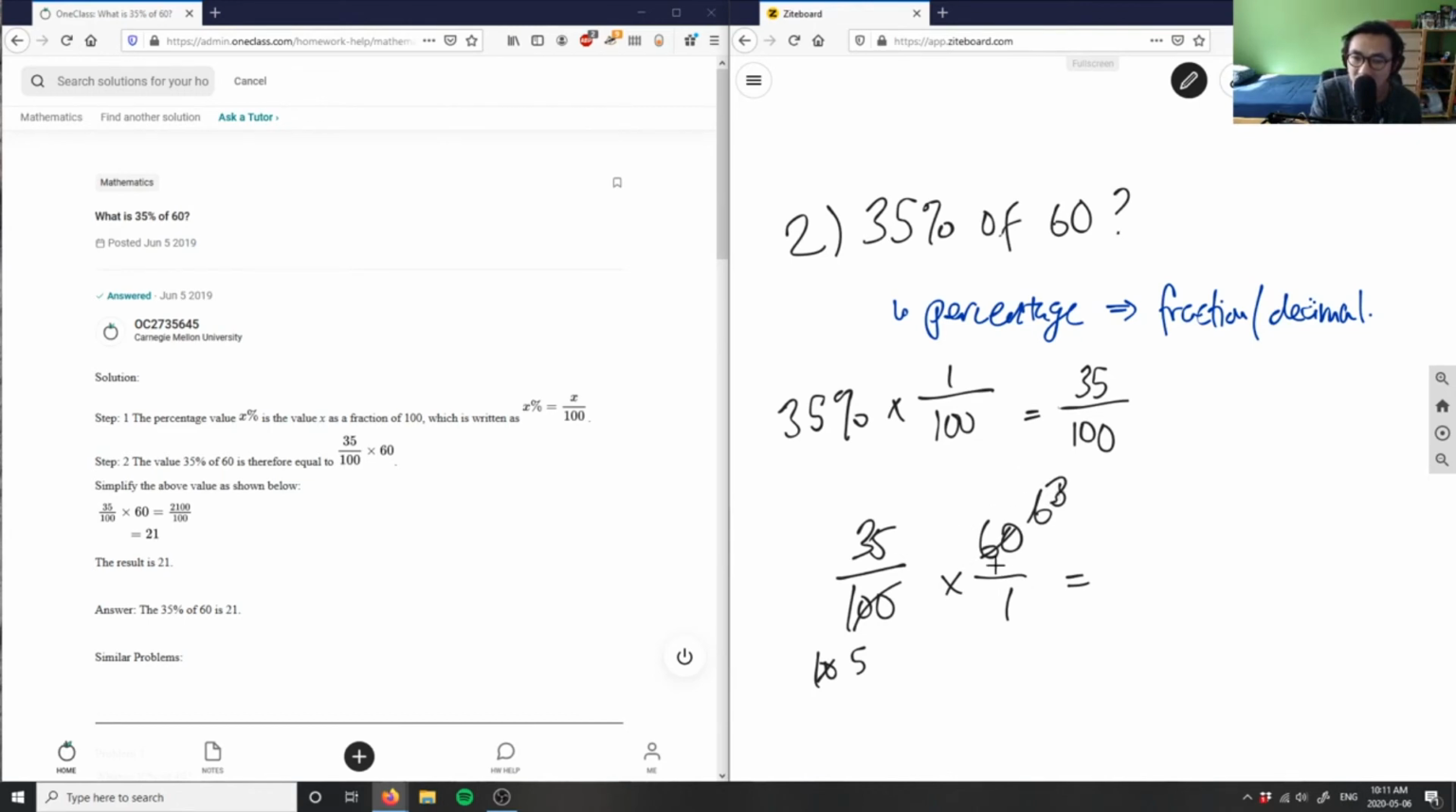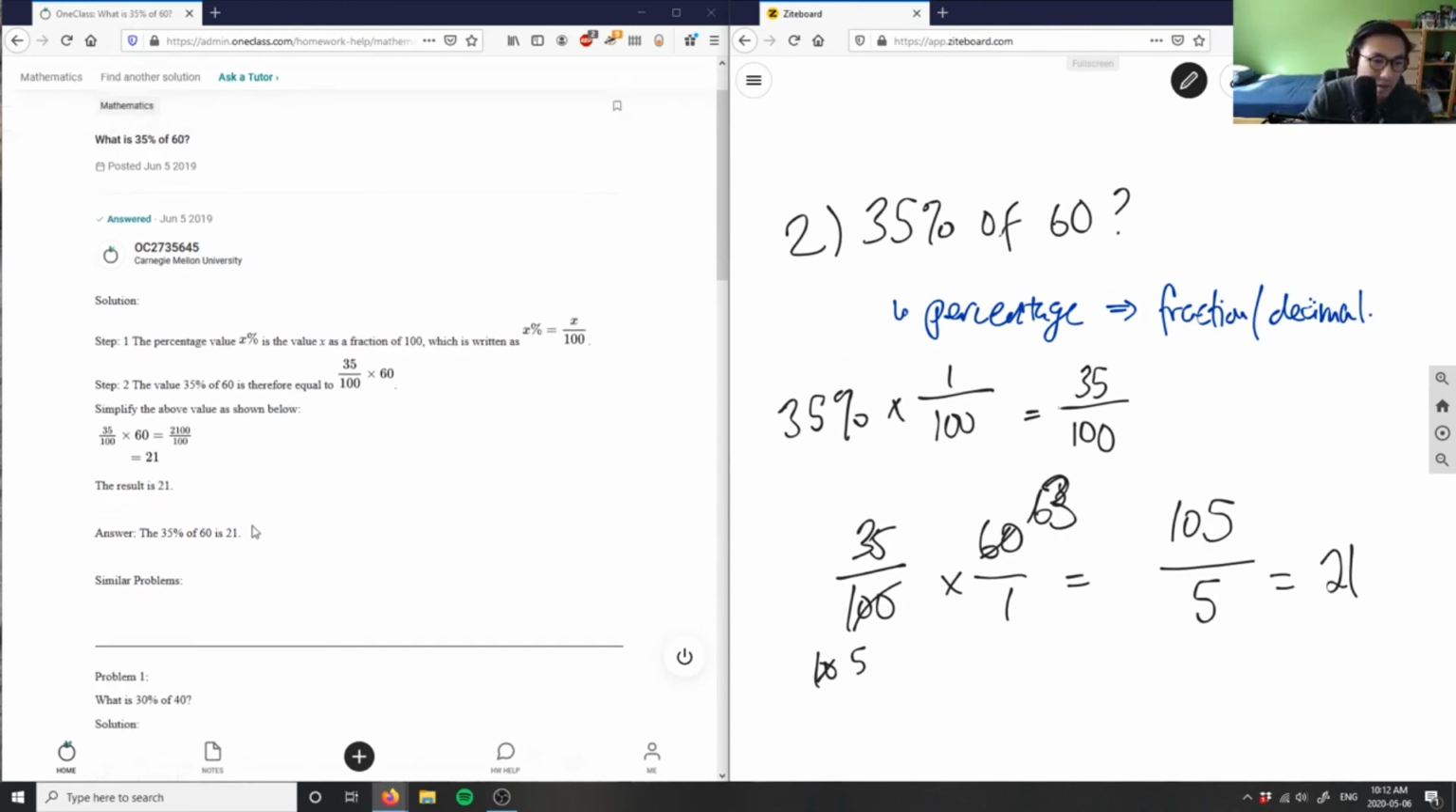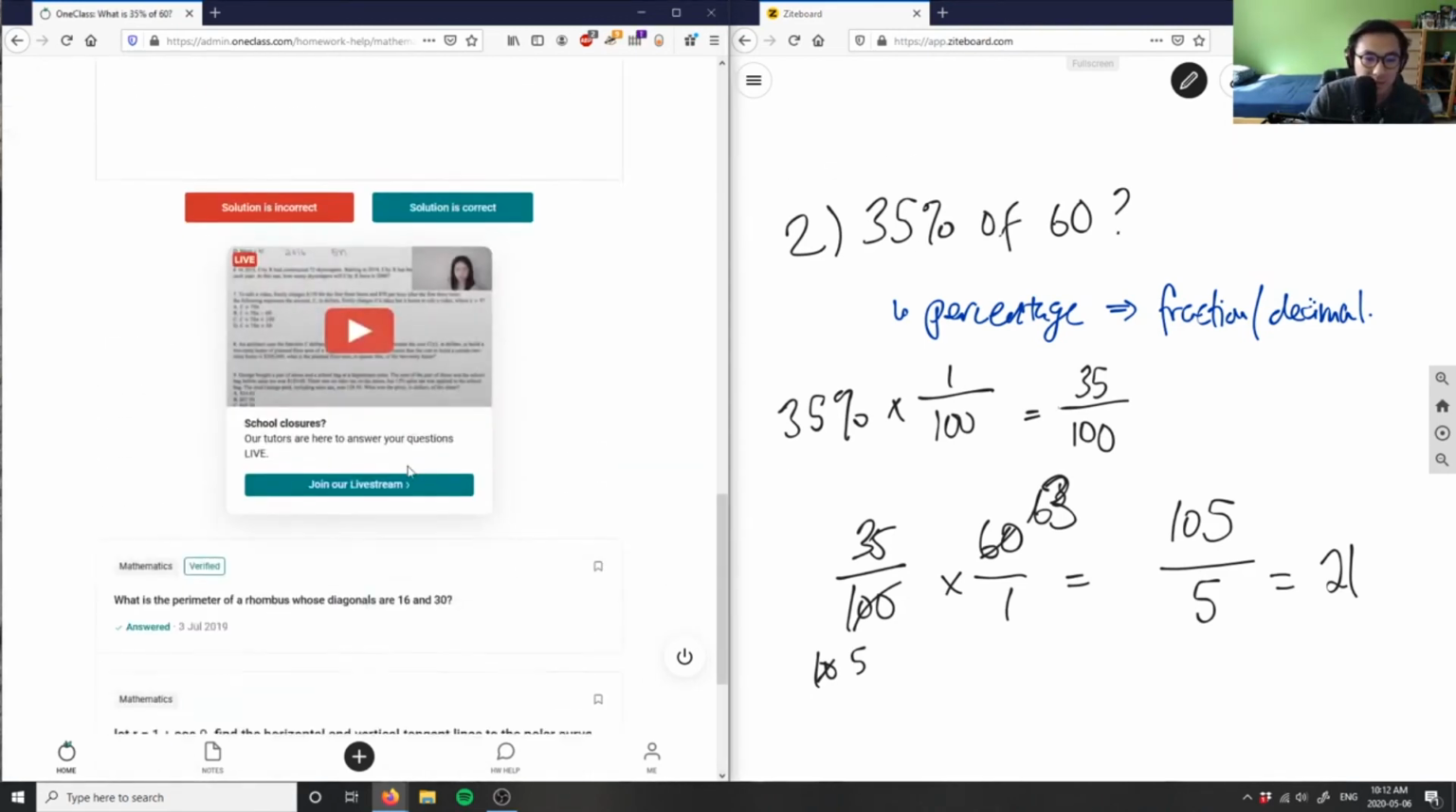let's see, 35 times 3 here would be 105, divided by 5 here, which equals 21. So this here is our answer, which means 35% of 60 equals 21. So 35 times 3: 30 times 3 is 90, and then 5 times 3 is 15, which gives 105, and then I simply divided by 5. 105 divided by 5 here is 21. So this solution here is correct. The answer: 35% of 60 is 21.